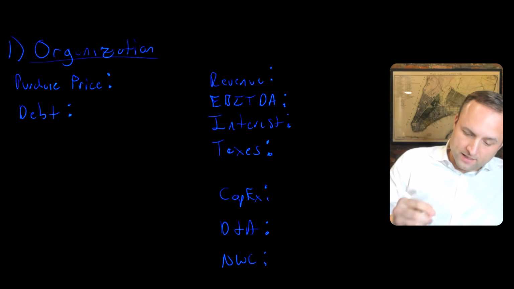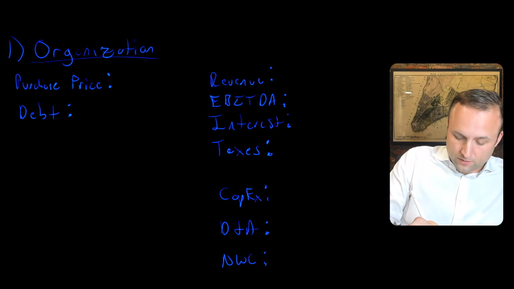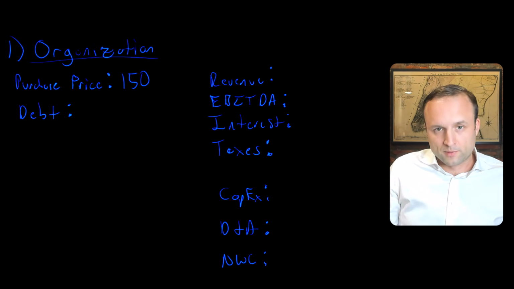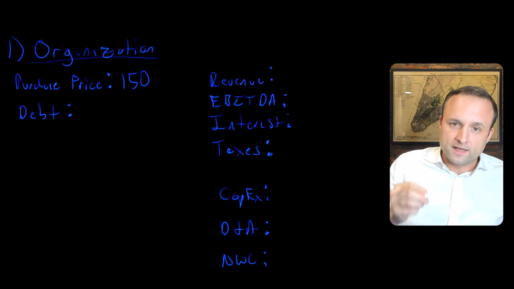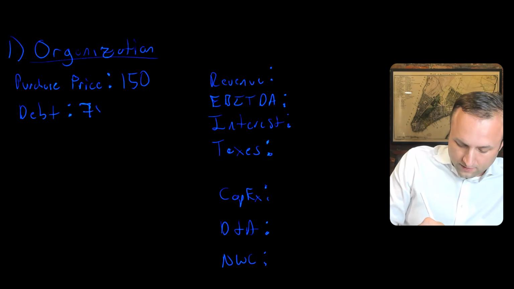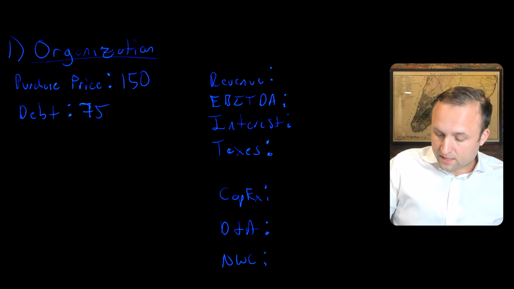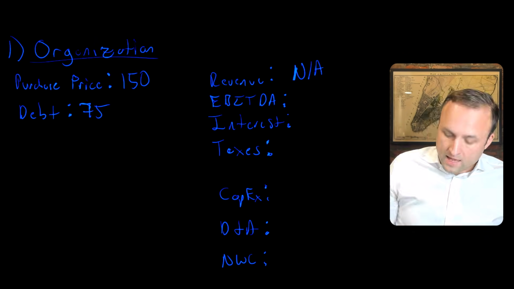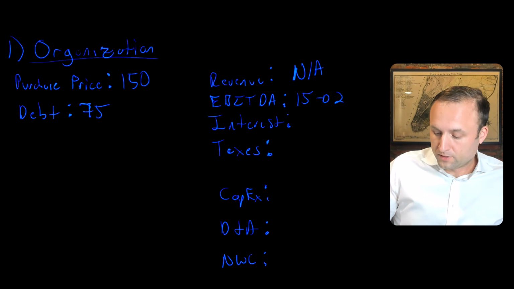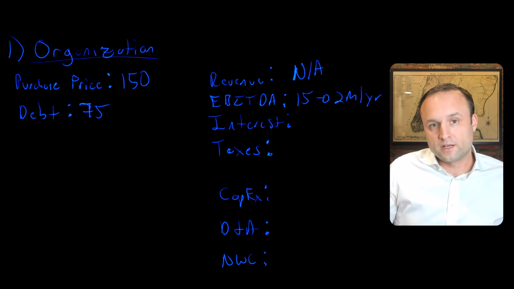To jump right in here, for this particular paper LBO, we know that the purchase price is $150. Note that I'm not putting in the currency symbols here because in a paper LBO, I just want to move quickly and keep everything neat and clean and fast. The debt is going to be half of the purchase price in this case, so the debt is going to be $75 million. The revenue is not relevant in this case. It wasn't given. The EBITDA is $15 million on an LTM basis, but it's going to grow at $2 million every year over the life of the LBO.